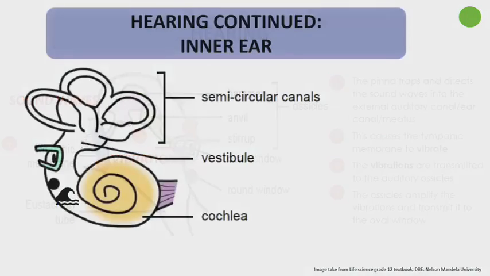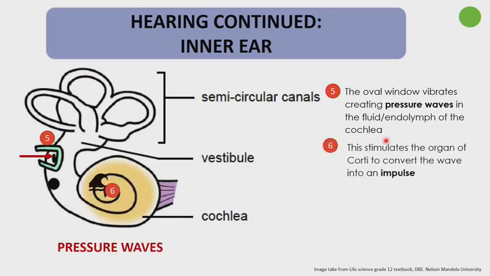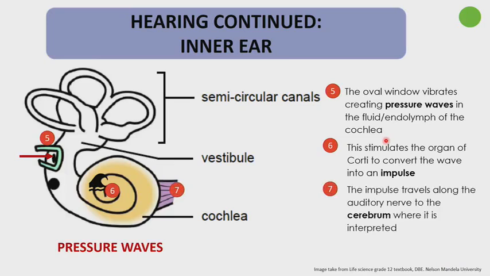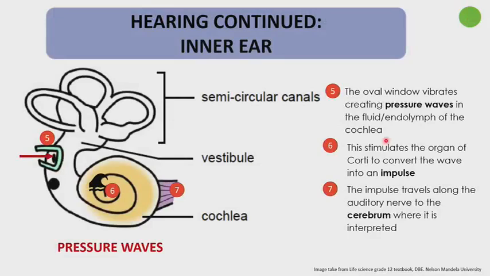And that will bring about movement of the fluid inside the cochlea. We refer to this fluid as endolymph, and the waves that are formed are called pressure waves. So the pressure waves move throughout the cochlea, and this will stimulate a receptor, which will create an impulse, which will then be sent through our auditory nerve to the cerebrum for interpretation. Now, just if you quickly go back to that slide, Yolandi, that term organ of Corti refers to the receptor cell name for hearing.